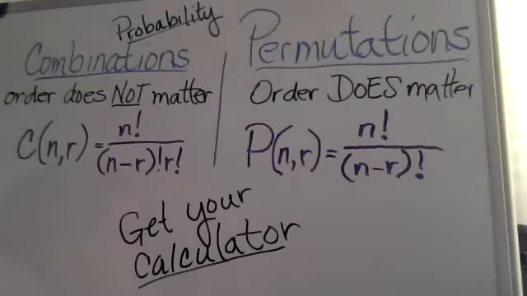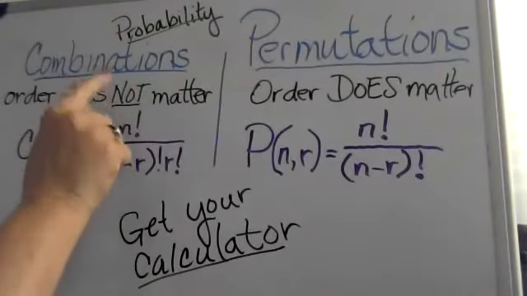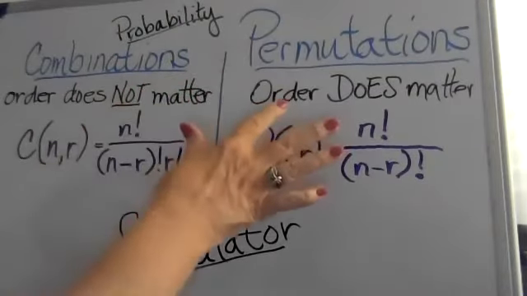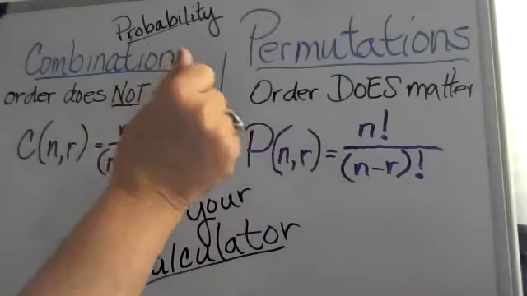Okay, combinations and permutations are different ways to figure probability. The main difference between combinations and permutations is that with combinations, the order does not matter. This is the only difference between the two. With permutations, the order does matter, and I'll explain that as we work on some of our problems.